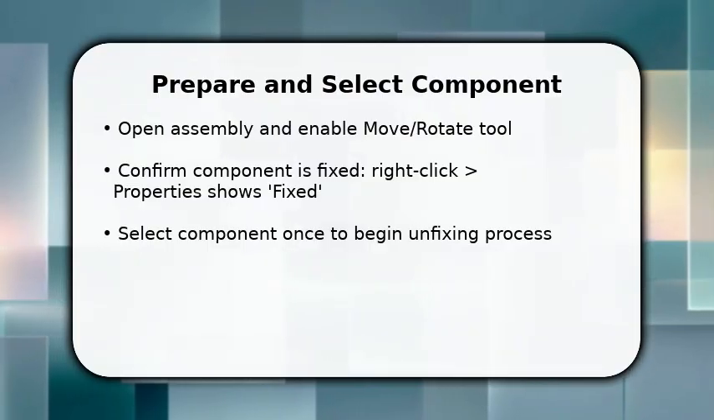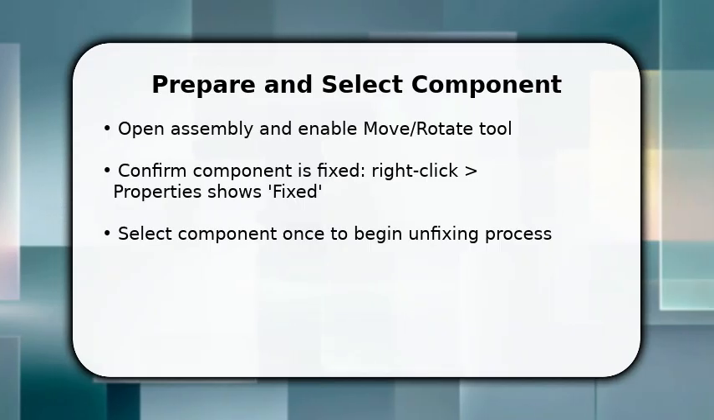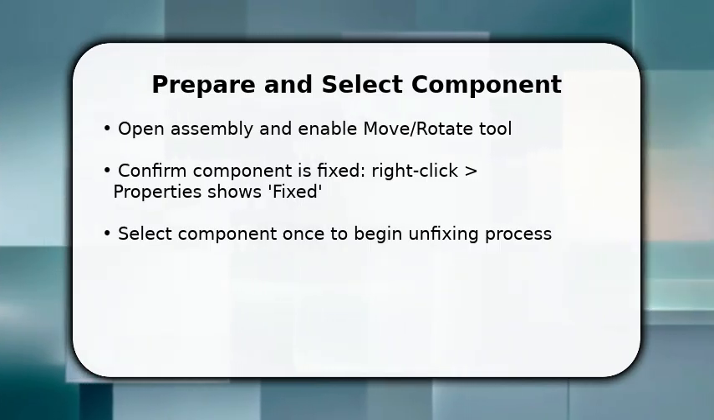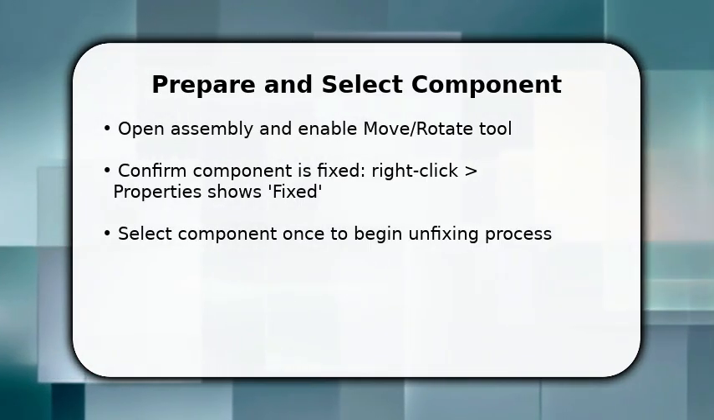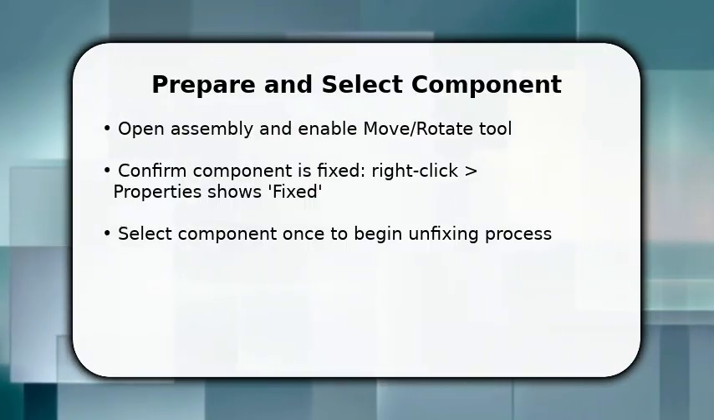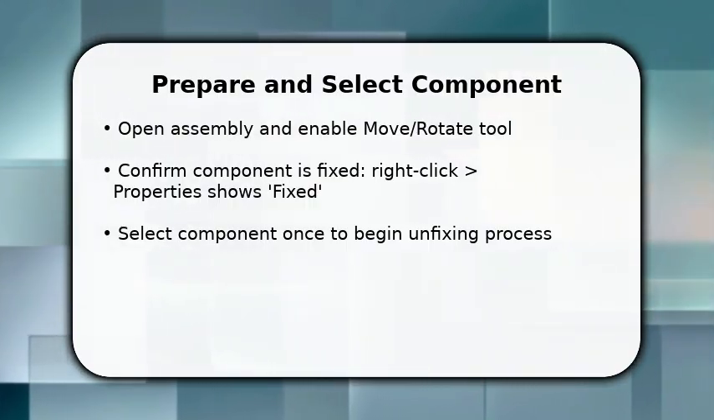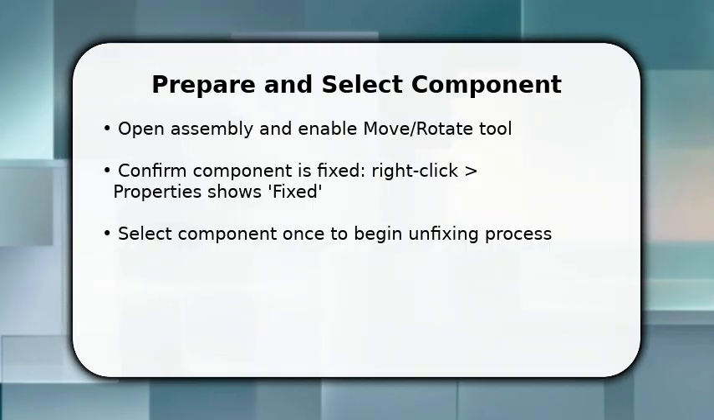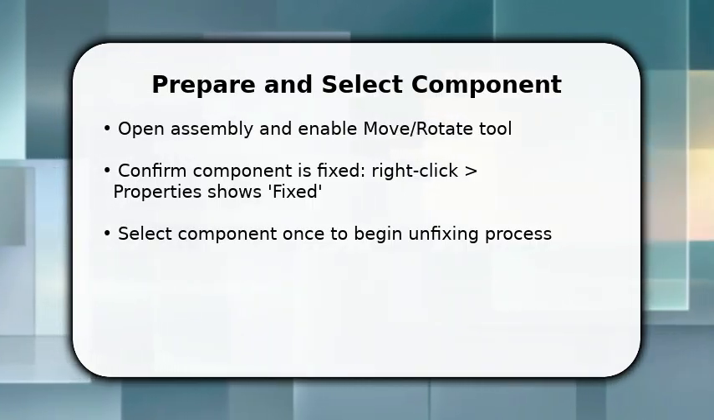You start with the assembly open and the move/rotate or mate controller active. This is critical because SolidWorks only allows unfixing from the assembly context. Once the component is selected, right-click it and inspect properties to verify it is fixed.